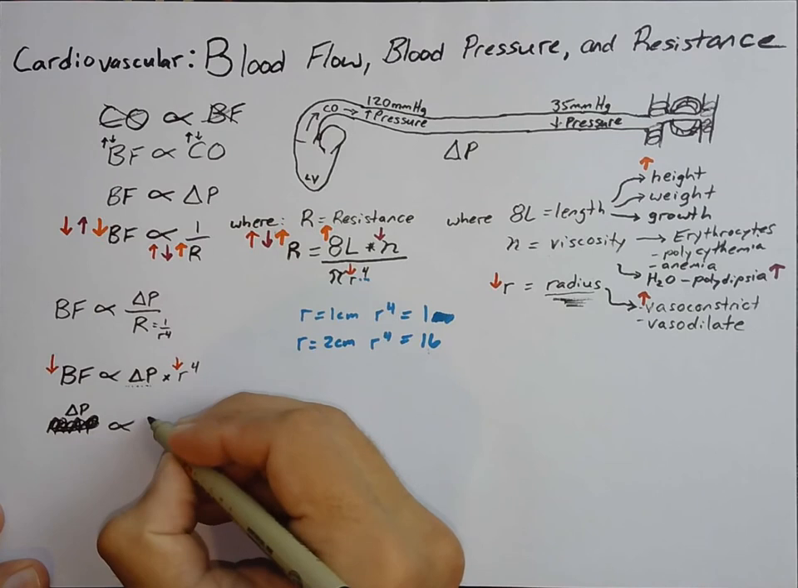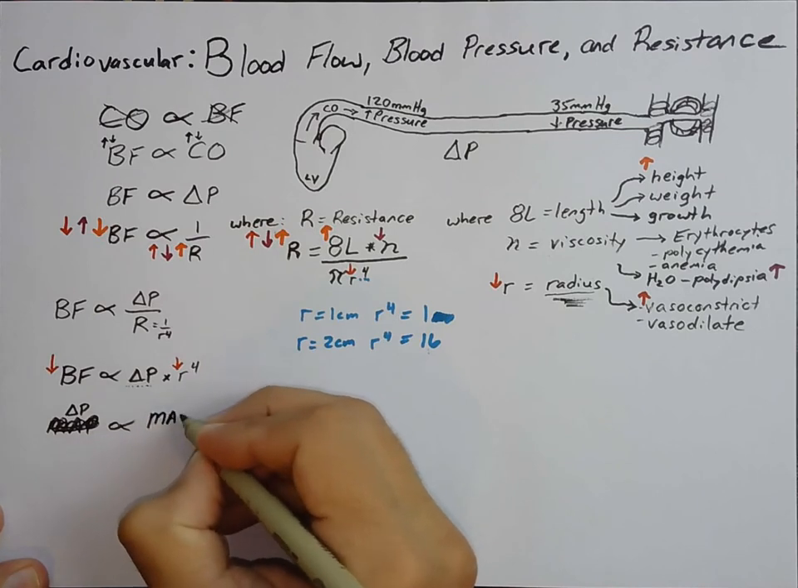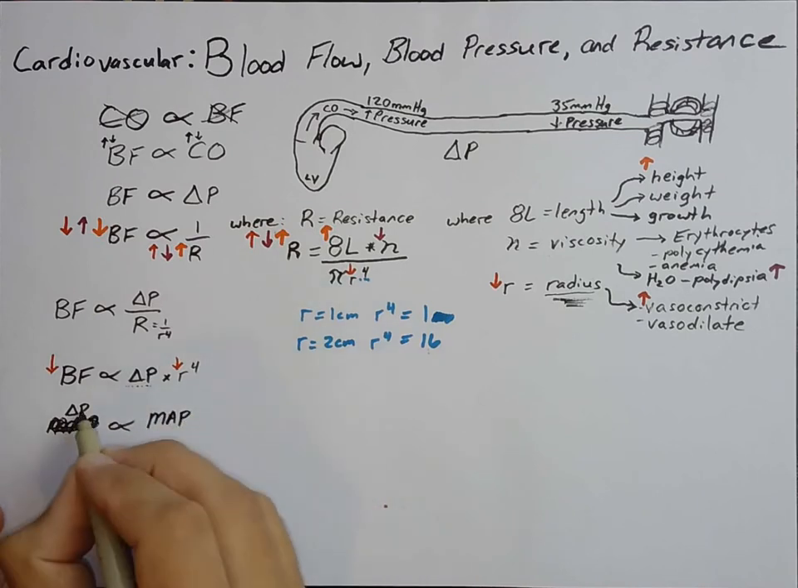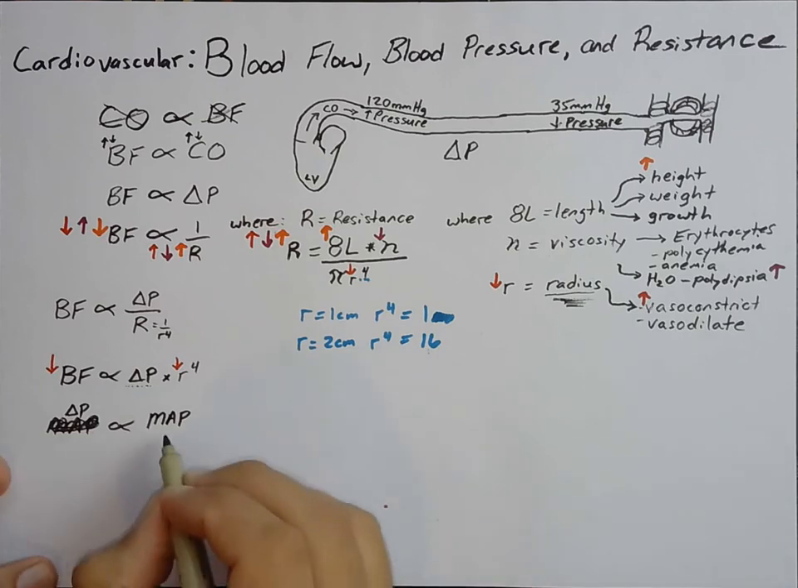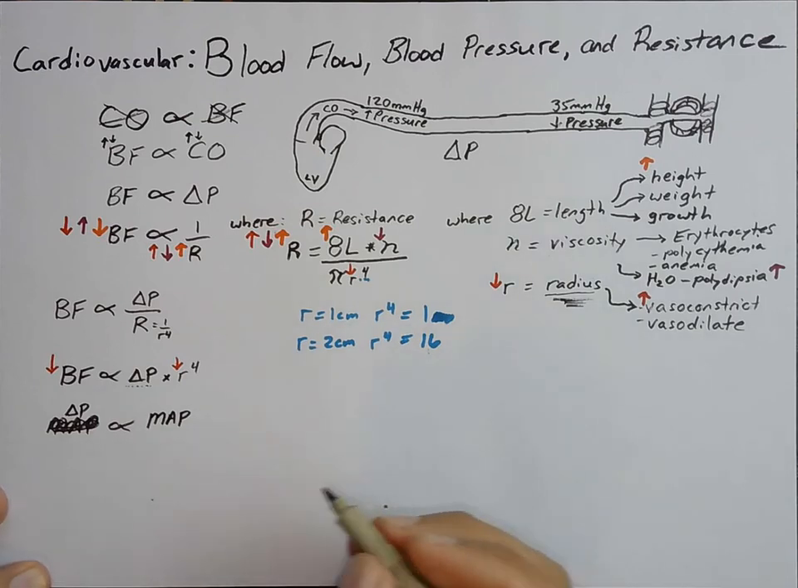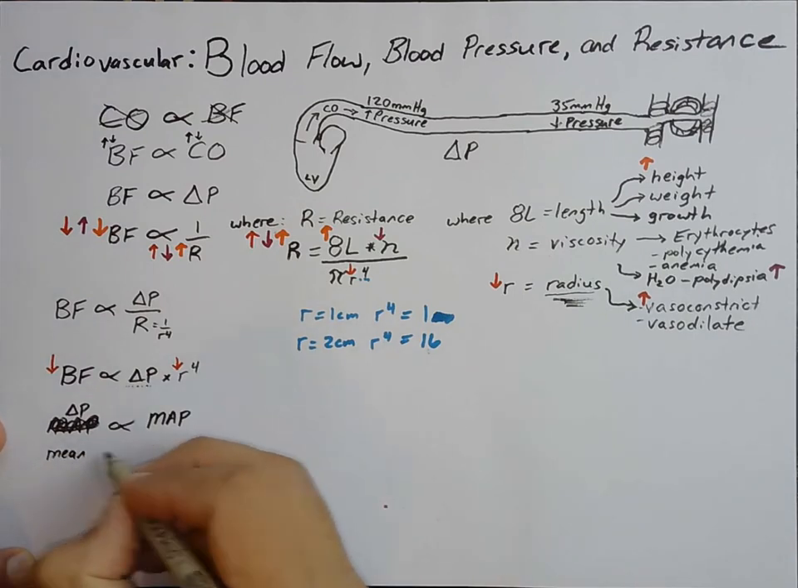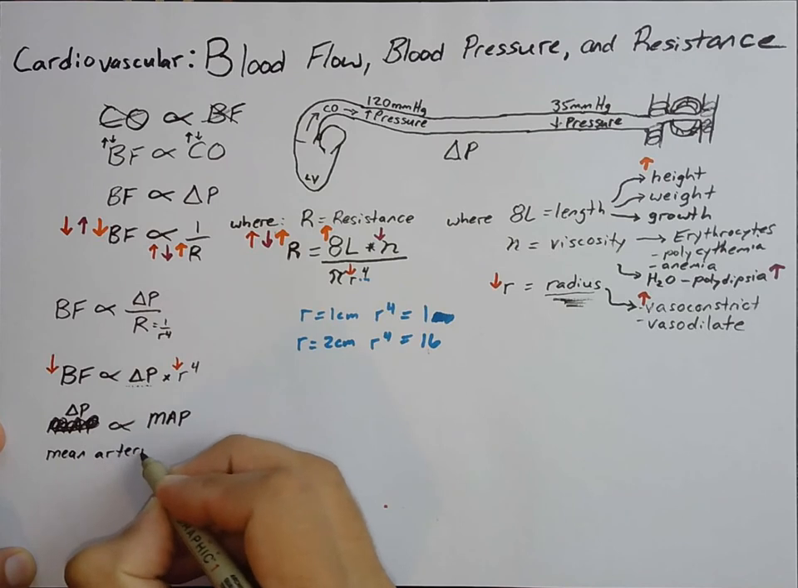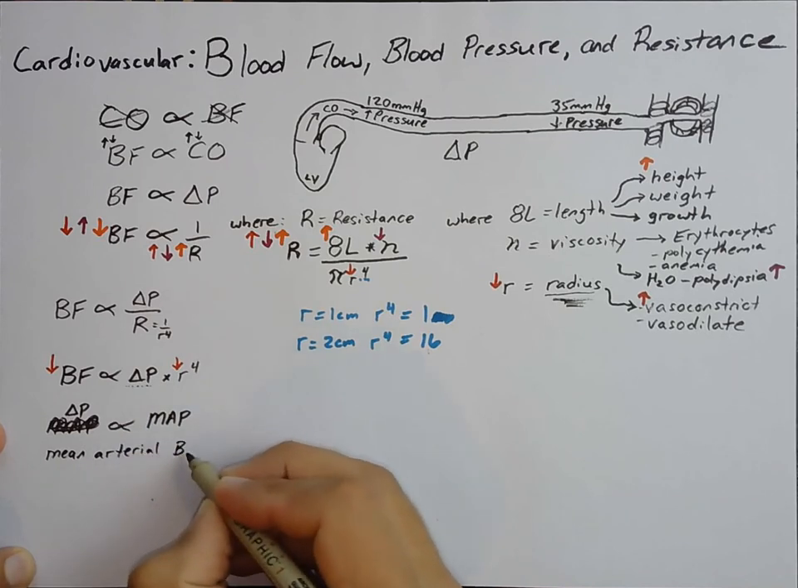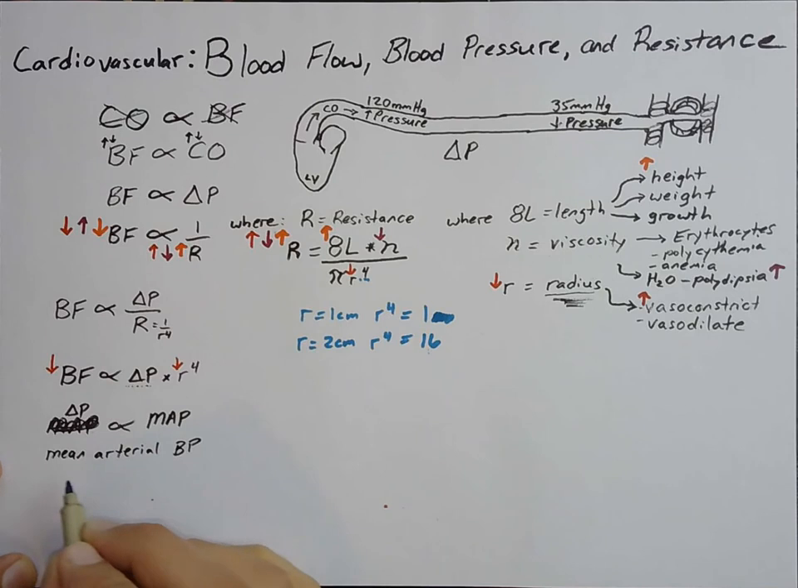Delta P is going to be proportional to MAP. So MAP is going to help control this delta P. So what exactly is MAP? We've got to keep going. This is mean arterial blood pressure. That's what we're dealing with, mean arterial pressure. So this is the pressure inside of the blood vessel, but as a mean.